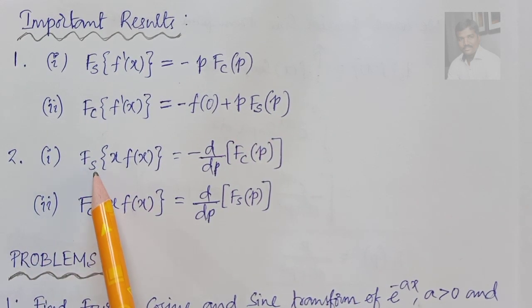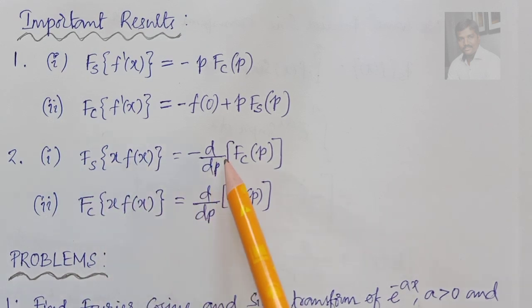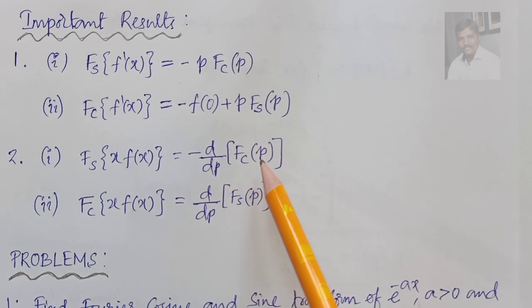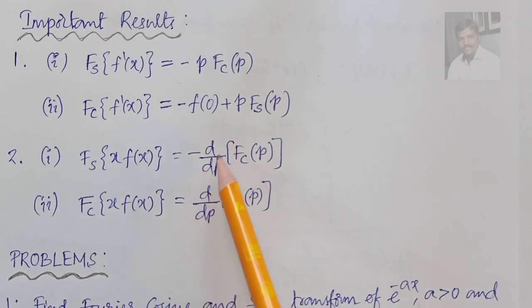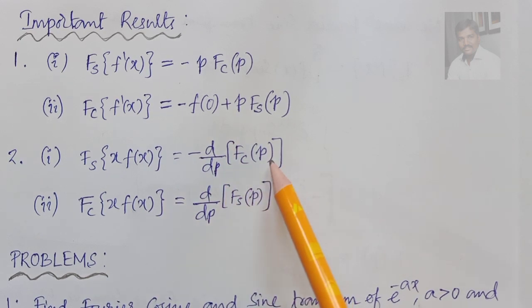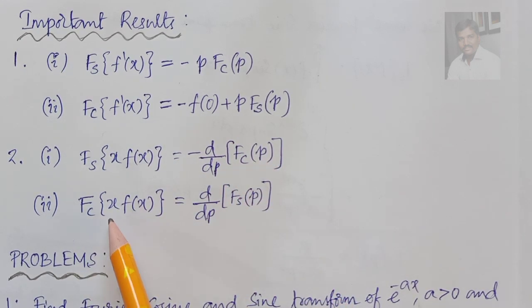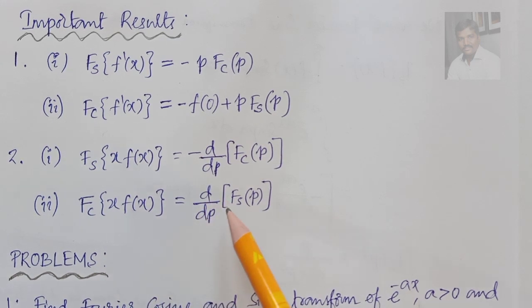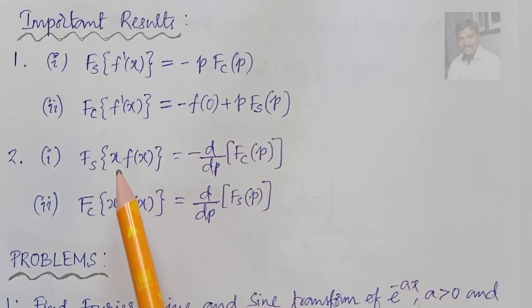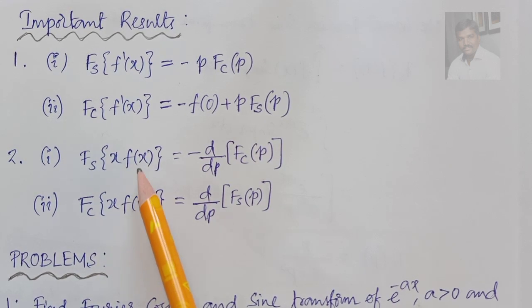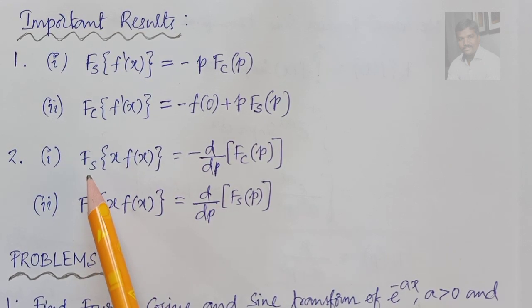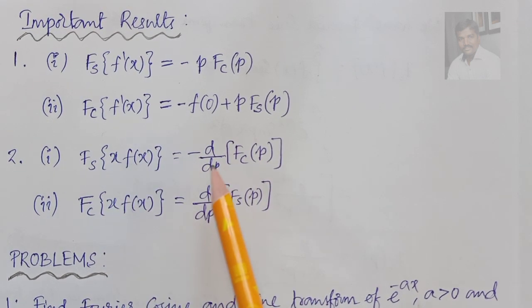And now the second one here, and this is one of the important ones: Fs of x f(x) is equal to -d/dp of Fc(p). Okay, the Fourier sine transform of x f(x) is equal to -d/dp of Fc(p). Similarly here Fc of x f(x) is equal to d/dp of Fs(p). Here, for any combination like x e^x, if you know the Fourier cosine transform of e^x, and we are asked to find the Fourier sine transform of x e^x, then you can use this formula.